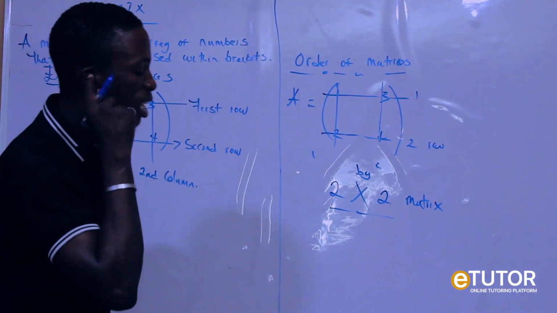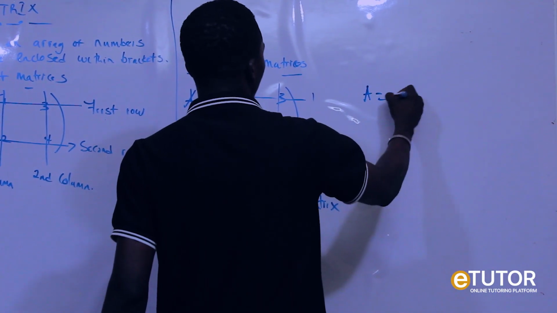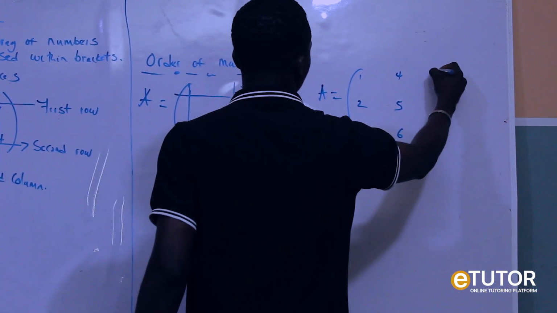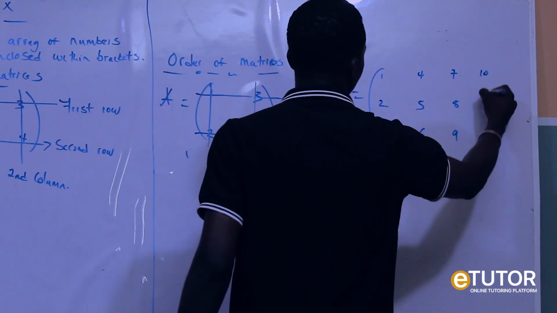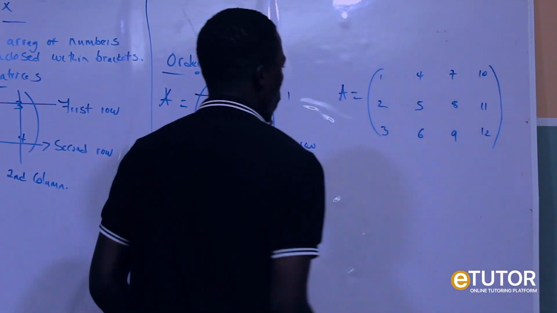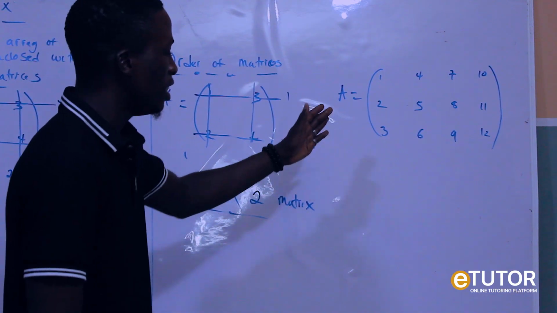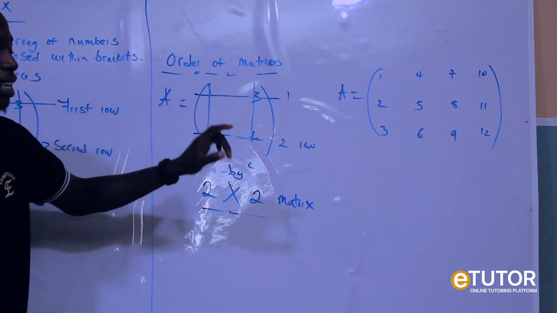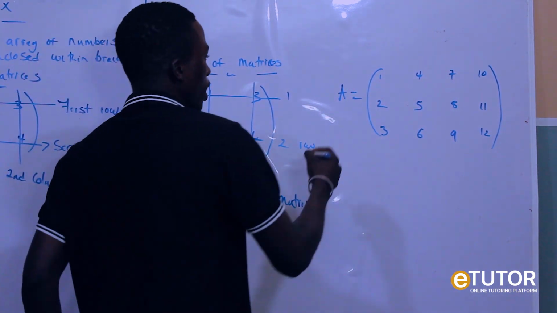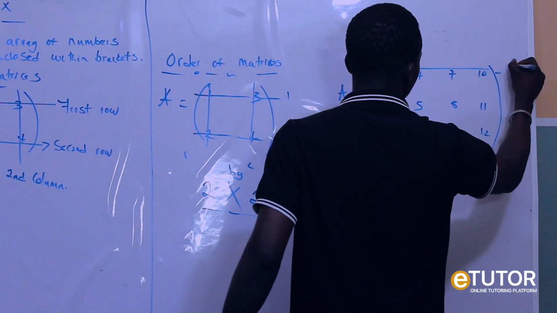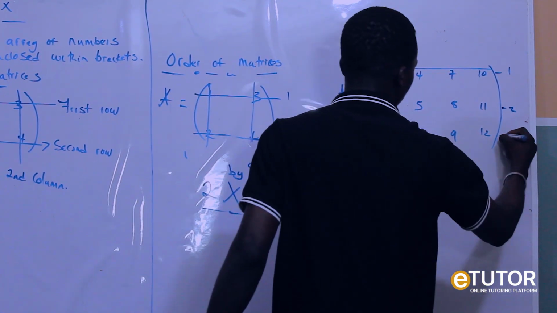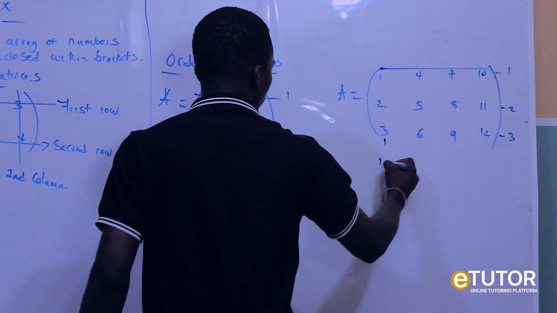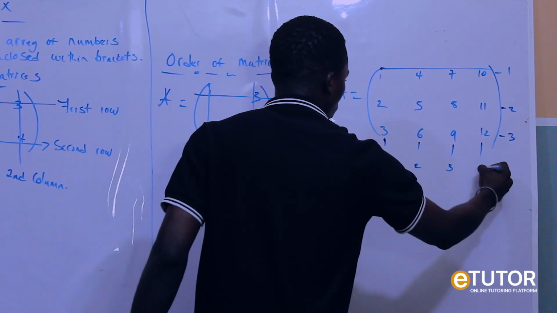So now, let's say we have another example here. Let's say we have a matrix A equal to 1, 2, 3, 4, 5, 6, 7, 8, 9, 10, 11, and 12. If you are asked what is the order of this particular matrix, like I said, you have to first identify the number of rows it has and also the number of columns. Here, this is the first row, this is the second row, this is the third row. So we can say it has 3 rows. How many columns are here? First column, second column, third column, and 4 columns.